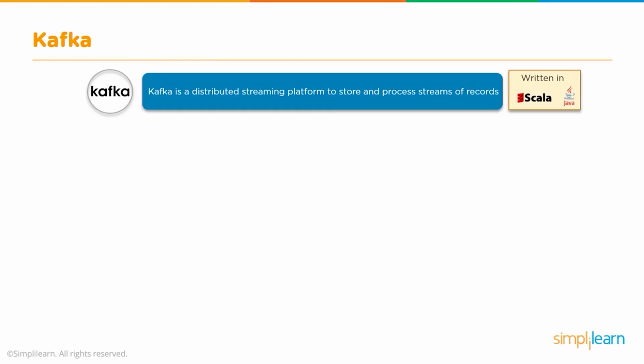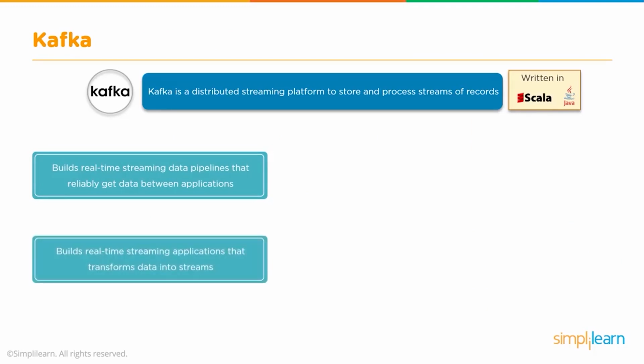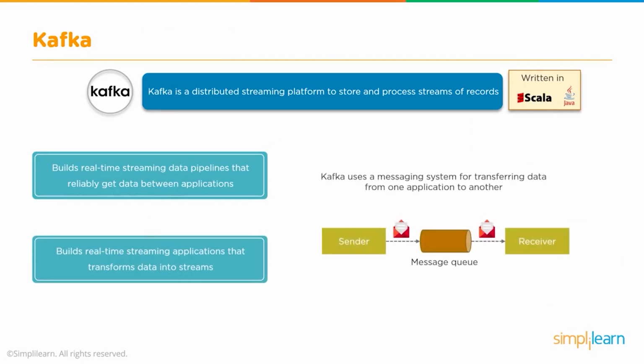Kafka is a distributed streaming platform to store and process streams of records. And it's written in Scala. It builds real-time streaming data pipelines that reliably get data between applications. It builds real-time streaming applications that transform data into streams. So it kind of goes both ways on there. Kafka uses a messaging system for transferring data from one application to another. So we have our sender, we have our message queue, and then we have our receiver. Pretty straightforward, very solid setup with Kafka.